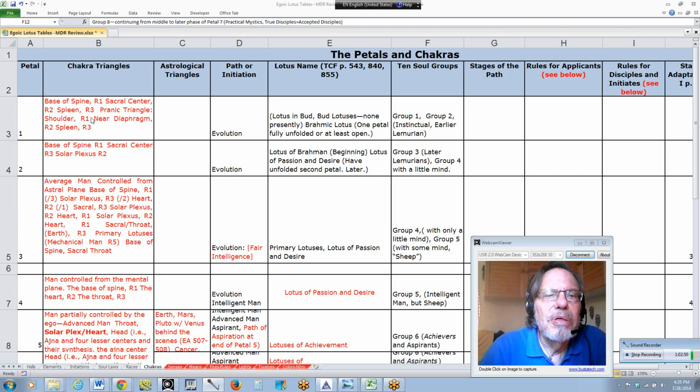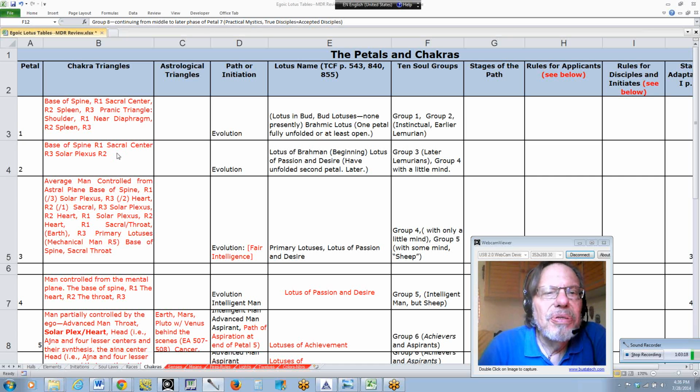Now the pranic triangle is also important in the Lemurian phase, because it's an extremely vital period. The shoulder center, the center near the diaphragm, really above it, and the spleen, again. And they operate on the 1, 2, and 3 basis. The shoulder center, lower part of the shoulders, ray 1. Near the diaphragm above it, ray 2, and spleen, ray 3.